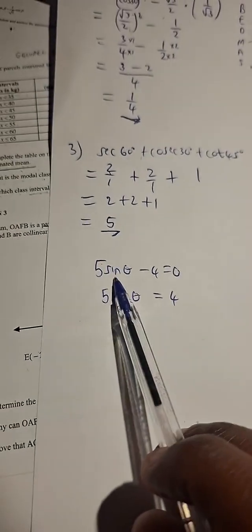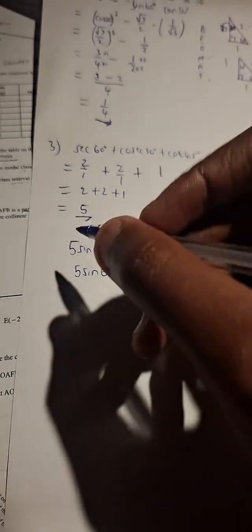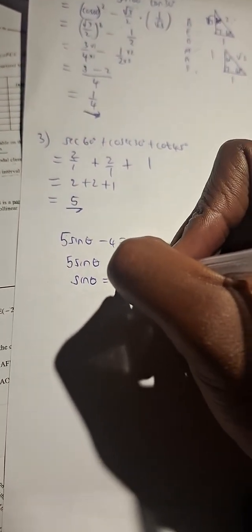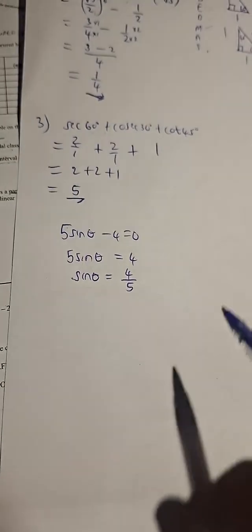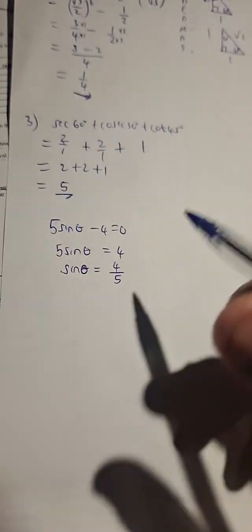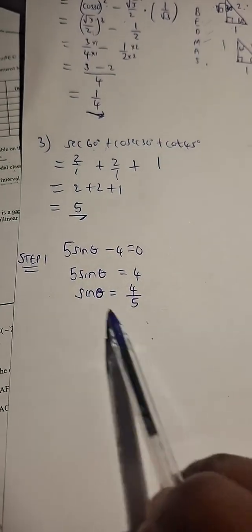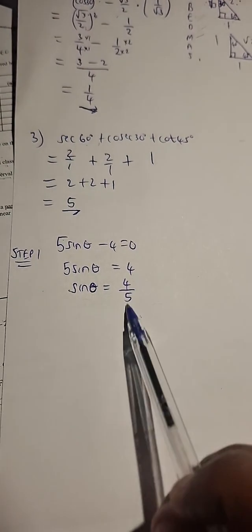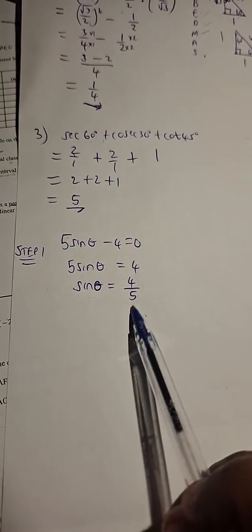We isolate 5 sine theta, take the negative 4 over, then it means 5 sine theta is equal to 4. We divide both sides by 5. That means sine theta is equal to 4 over 5. This is step 1 in answering these questions. We isolate the trig ratio. We get the trig ratio as a numerical value.